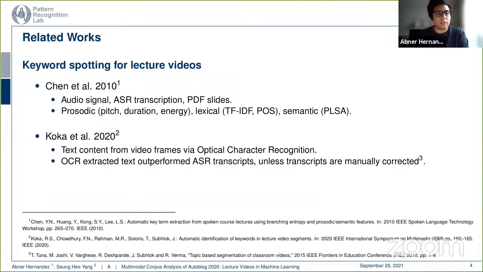And in a recent study, they also found that the text content from video frames using OCR was actually more beneficial than just using the transcripts of ASR, but this turned out to be only the case when the transcripts had errors or were not manually corrected. In that case, it's the transcripts that perform better. But this just shows that looking at lecture information requires a multimodal perspective.